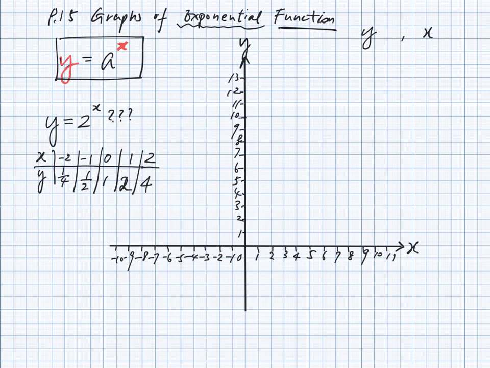So -2 and 1/4, it's approximately here. -1 and 1/2, approximately here. 0 and 1 is the y-intercept. 1 and 2. 2 and 4. Actually, the graph can go on. When x is 3, it's 2 to the power of 3, and it will go on here a lot higher. When x is 4, I will have 16, but it's out of the coordinate plane that I drew.